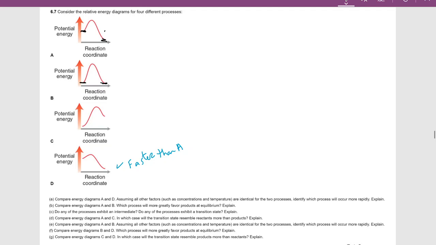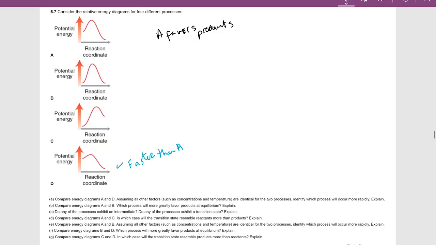Okay, so this delta G is more negative than here, which looks like it's actually 0, which is going to be a 50-50 mixture at equilibrium, right? So A favors products. Okay, so let's erase this, and we'll do the next one.